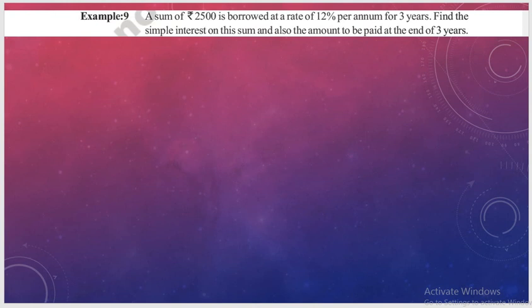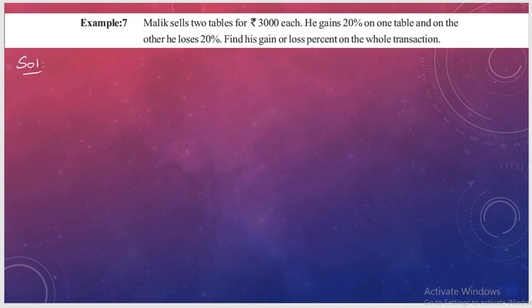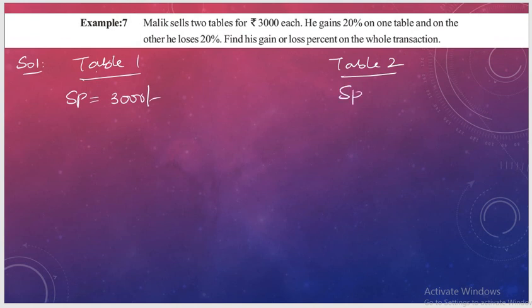So let us see. Selling price of the first table. Here we will be talking about table 1 and table 2. Now selling price of the first table is 3000 rupees. Selling price of the second table is also 3000 rupees. Here profit percentage is 20%. Here loss percentage is 20%. Now we need to find out the cost price. So here also we need to find out the cost price, right?